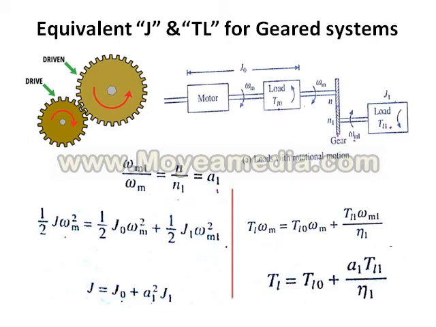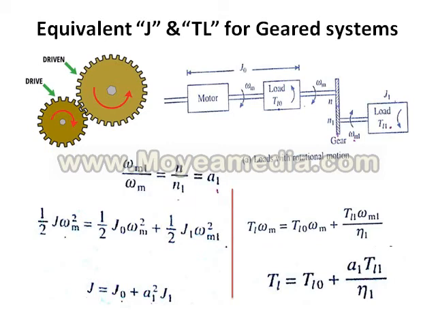In such a system, if you want to find the total moment of inertia, J0 is the moment of inertia of motor and the directly coupled load. J1 is the moment of inertia of the gear coupled load. The total moment of inertia is obtained from kinetic energy: half J omega square, where J is the total moment of inertia, is equal to half J0 omega square plus half J1 omega m1 square.